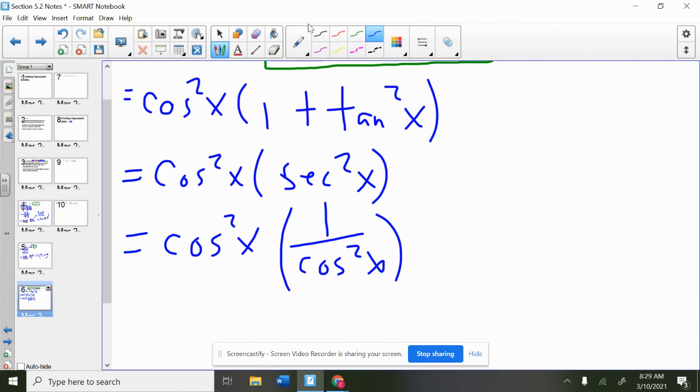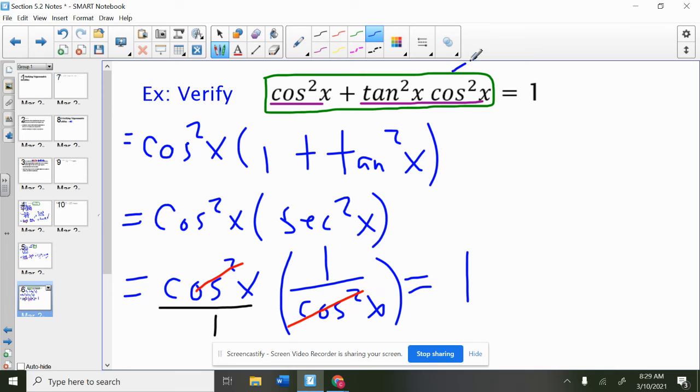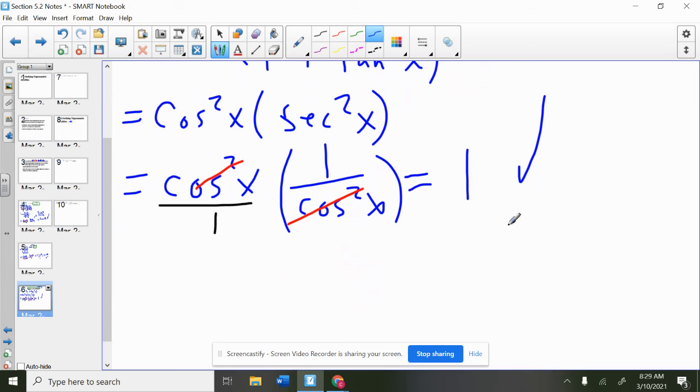Now I've got these fractions here. And again, I like to write this over 1. So can I cancel something? Well, in fact, I can. There's a cosine squared on the top. There's a cosine squared on the bottom. These cancel out completely. And guess what it leaves me? It just leaves me 1. Remember, I'm not done until I take the more complicated side and get to that. So I check that one off.